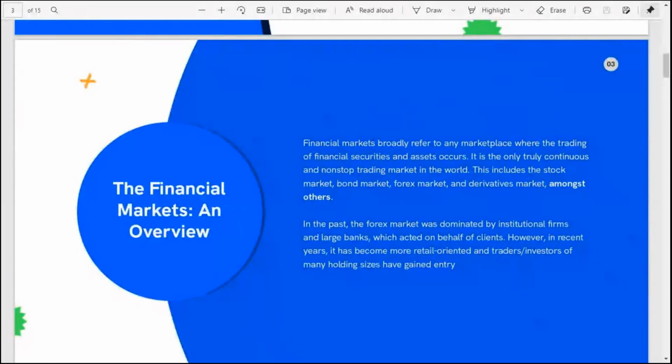However, in recent years, like I said, it has become more retail-oriented due to the internet. Traders and investors of different sizes have gained entry into the financial markets. Now, you can start trading the global financial market with 1,000 naira, 5,000 naira, 10,000 naira, 50,000 naira, 100,000 naira, a million, 10 million, a billion. You can start trading financial markets with any amount you have.